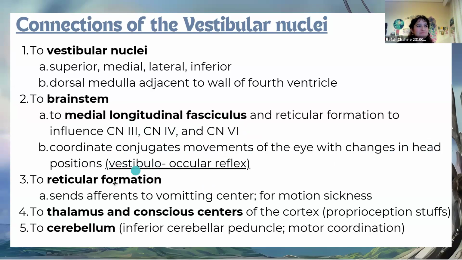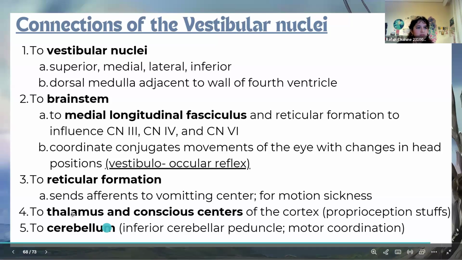Okay, then it can go to the reticular formation, and that will send the afferent neurons towards a vomiting center for motion sickness. So, for example, I don't have a problem with motion sickness. I have never felt it. But for people that are very sensitive, if you move their head a lot, they can get motion sickness and nauseous because of the reticular formation and its afferent neurons.